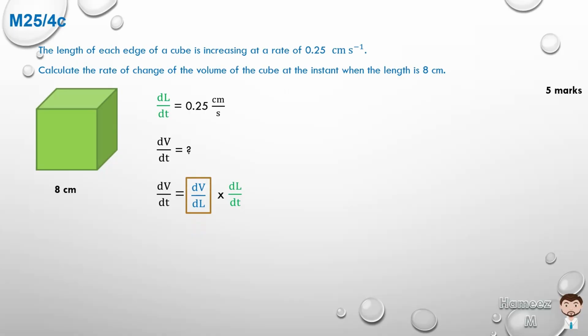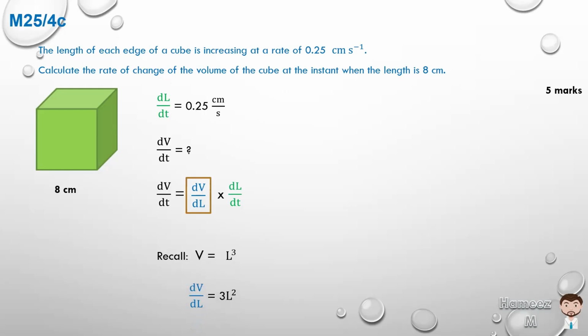Now that we know this, what else do we know? Let's recall for a cube, the volume of a cube is length times breadth times height, and length, breadth, and height are all the same. So it's length times length times length, which is length cubed. So V is equal to L cubed. Can we get the indicator of what is blue, dV/dl, now? That means we have to differentiate volume with respect to length, and if we do that, we're going to get 3L squared.